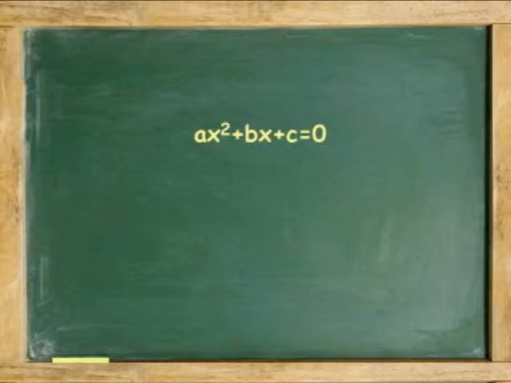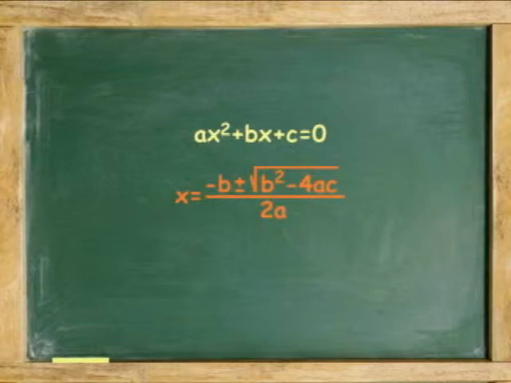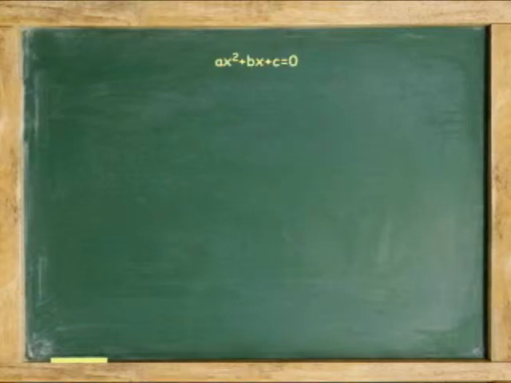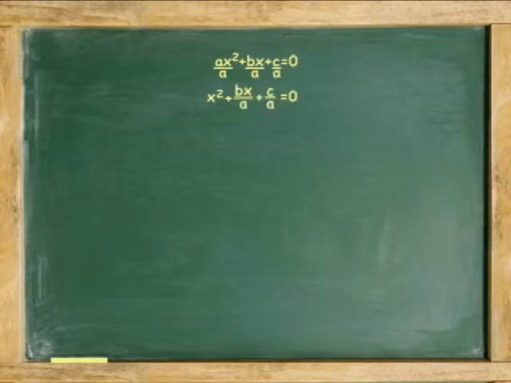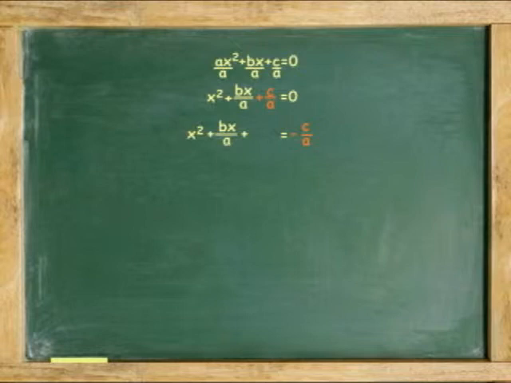If we take the general form of the quadratic equation without numbers, except for 0, and use completing the square to solve for x, then the quadratic formula is born. Step 1. Divide the whole equation by a to reduce the leading coefficient to 1. Step 2. Move c over a to the right-hand side of the equation, leaving an empty space where c over a was.